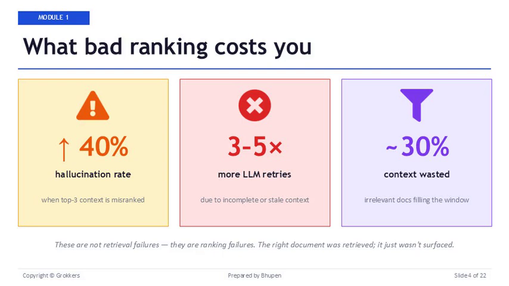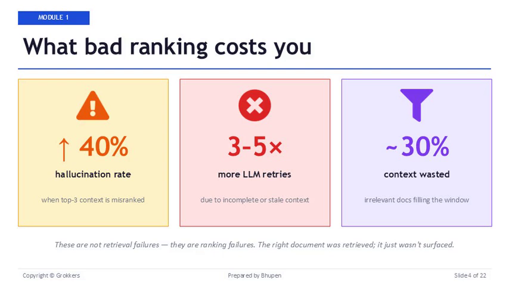Here's what makes this so frustrating. These are not retrieval failures. The right document was found. It was sitting right there in your results. It just wasn't surfaced to the top. Imagine you're a doctor, and the patient's correct diagnosis is in the file, but it's buried on page 7. You might miss it entirely. That is what bad ranking does to your LLM. So how do we fix this?